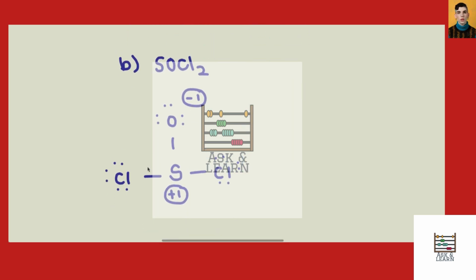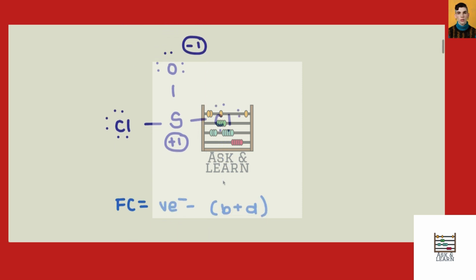So for part B, we have to do SOCl2. We put the least electronegative atom in the center. That's our sulfur. It'll be bound to an oxygen and 2 chlorine. And then we have to add our lone pairs. Each atom besides the sulfur atom will have 3 lone pairs. And now we assign formal charge, the same thing that we did before: valence number of electrons minus bonds plus dots.